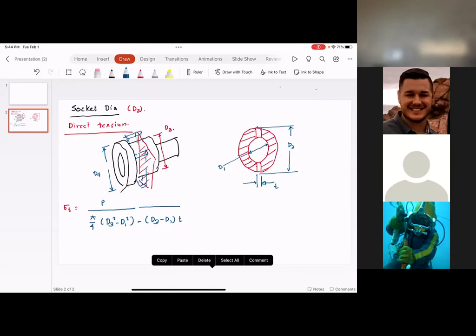And that's what you would do when you go to industry. But fundamentals should be clear. This is how the joint works.